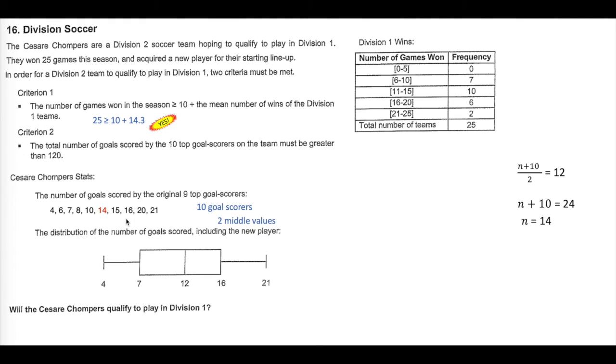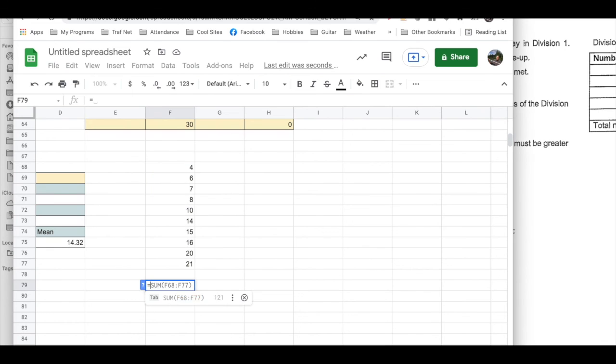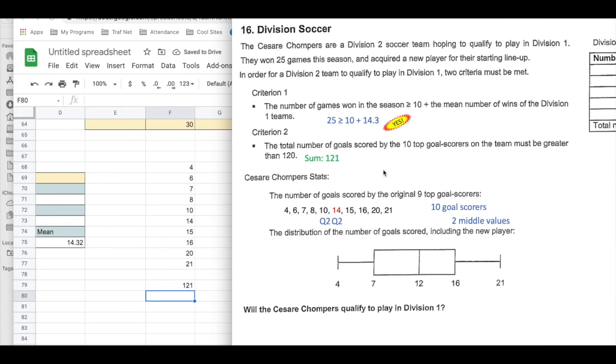All we need to do is figure out what the total number is. So I'm just going to add those up. 4, 6, 7, 8, 10, 14, 15, 16, 20, 21. Good. And I just want to sum that. We end up with 121 goals. Our sum is 121. The total number of goals scored by the 10 top goal scorers on the team must be greater than 120. The sum is 121. That is also a winning condition.